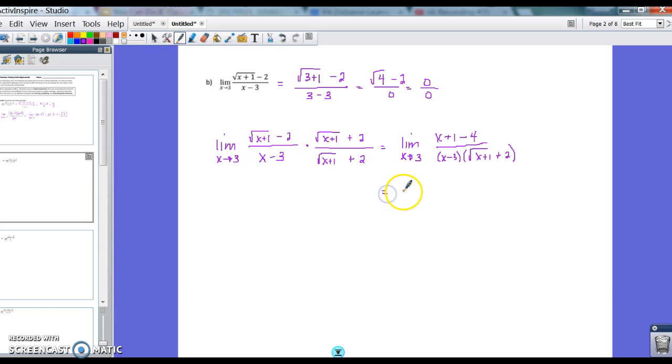When I go ahead and do that, that leaves me with x minus 3 in the denominator, right? If I simplify that, that leaves me with x minus 3, and then I can cancel x minus 3 over x minus 3. And that leaves me with 1 over the square root of x plus 1 plus 2, and now I can go ahead and direct substitute. So I end up with 1 over square root of 3 plus 1 plus 2, which is going to give me 1 over 4.